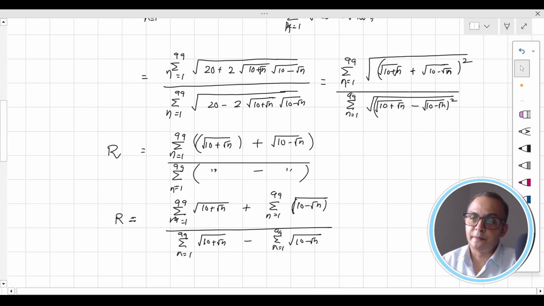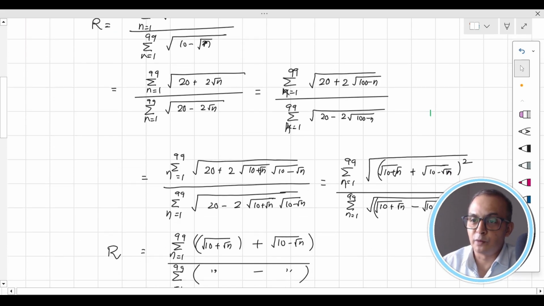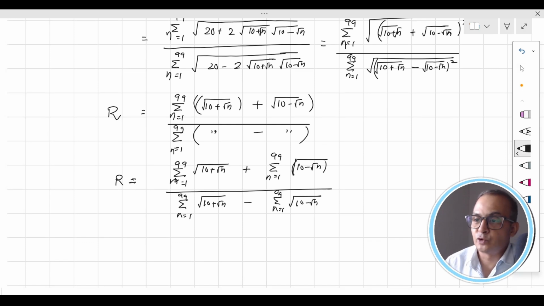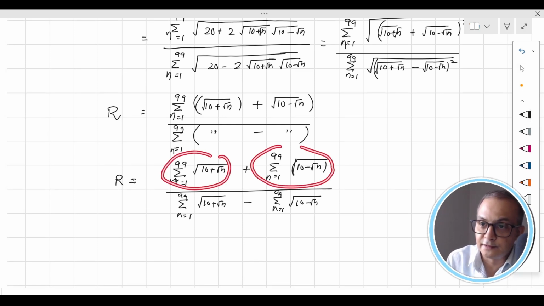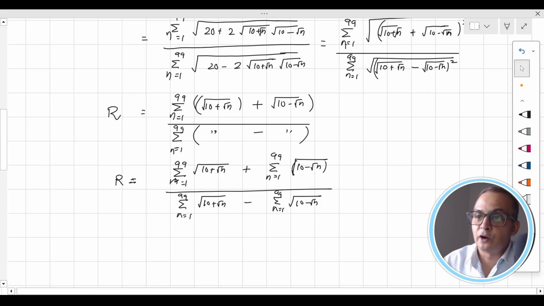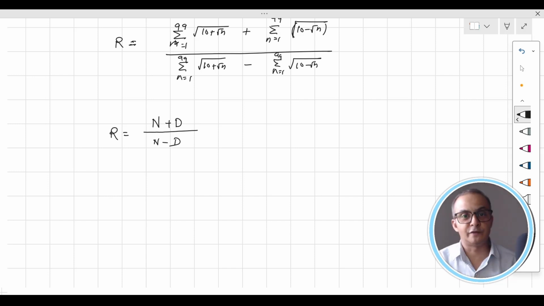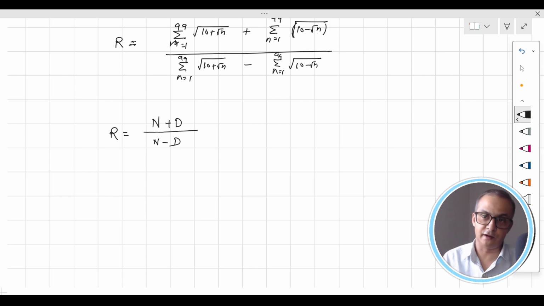Now what will happen is that you already assume that this is the n and this is d, numerator and denominator. So I can replace this, this is going to be the numerator, as you can see better. This is n, this is d. This is n, this is d. Let's substitute it. So what I got is r is nothing but n plus d divided by n minus d. Now notice I have to evaluate the value of r.